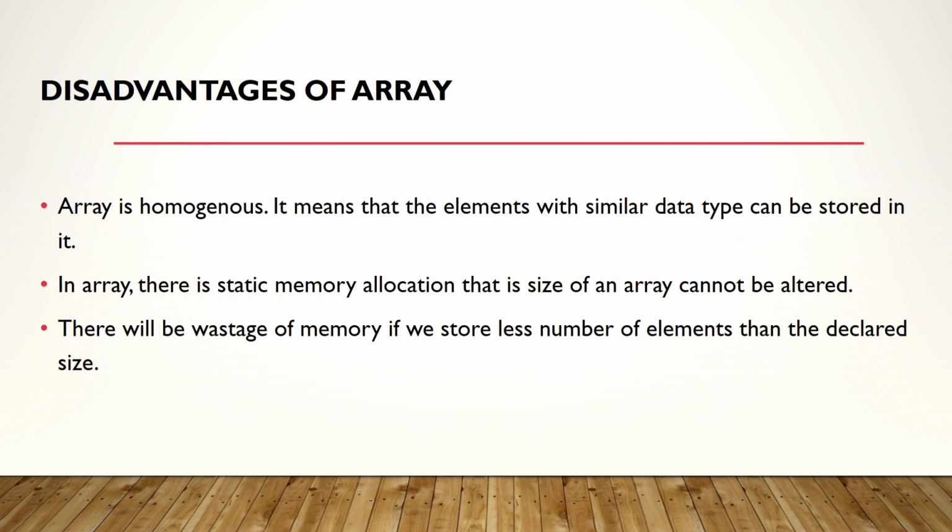So what are the disadvantages of array? Array is homogeneous. It means that only elements with similar data type can be stored in it. In array, there is static memory allocation, that is, the size of an array cannot be altered. There will be wastage of memory if we store less number of elements than the declared size.